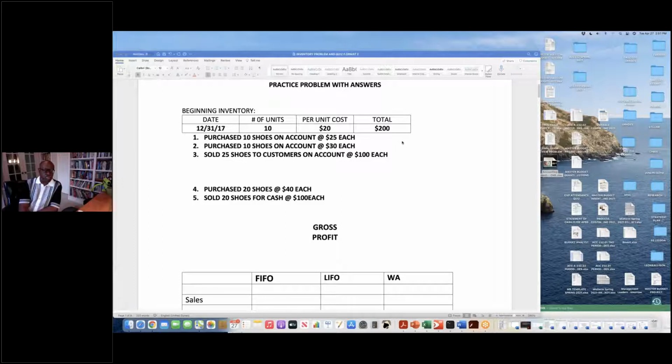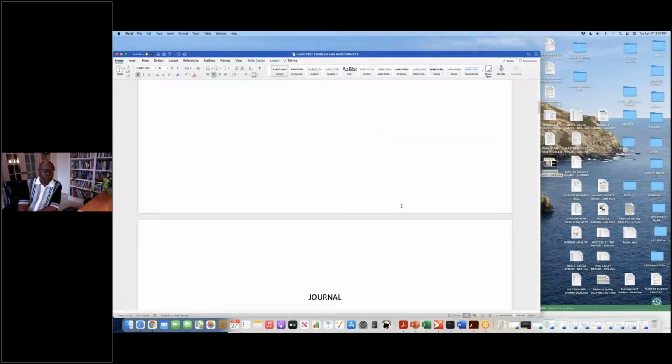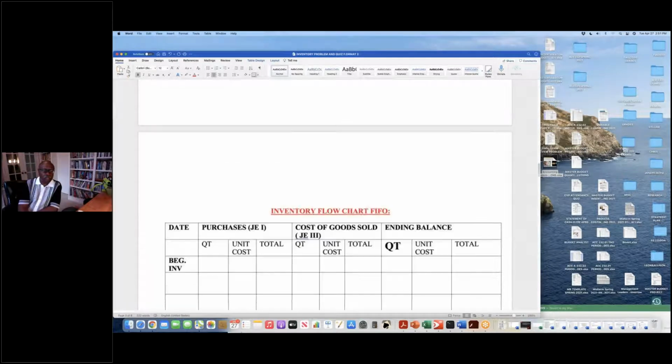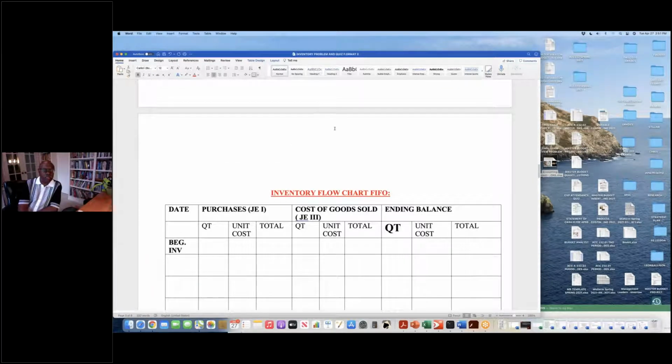So let's look at how we would work this problem on a FIFO basis. We have, first of all, 10 units in inventory. The unit cost is $20 each. So those are the inventory. So we simply copy those and we put them in the inventory chart.